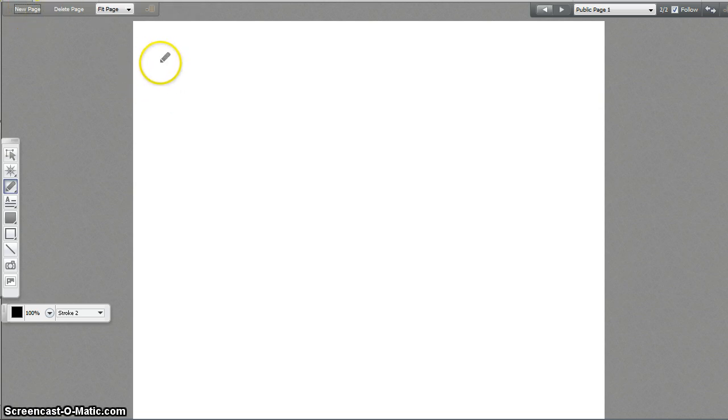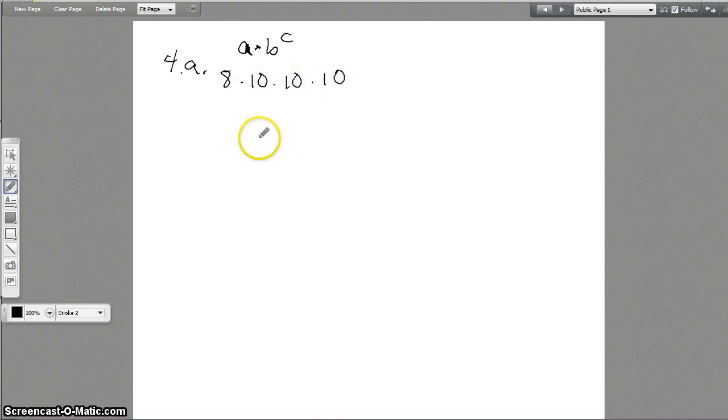We're going to look at number 4, and we're going to start with part A. The instructions for number 4 say, write each of the following in the form of a times b to the c. So we want to write everything in exponential form. For part A, what they give us is 8 times 10 times 10 times 10. When we try to rewrite it in this form, that's going to be 8 times 10 cubed. We have 10 multiplied by itself 3 times, so that's our 10 cubed. And then our number that we have just once is the 8. So 8 times 10 cubed.